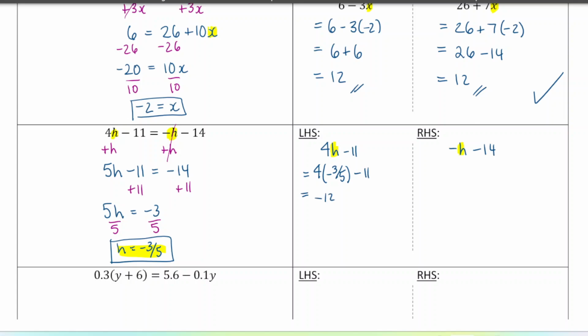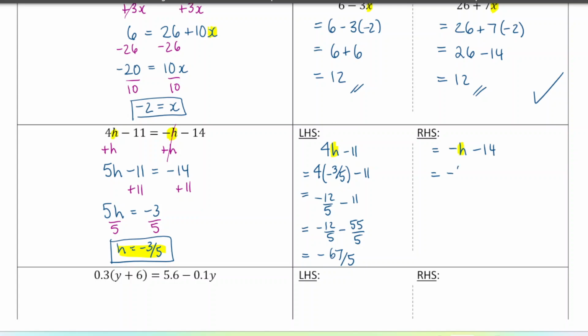So we'll have negative 12 over 5 minus 11. I'm going to create a common denominator: 55 over 5, so multiply the 11 by 5 over 5. That's going to be equal to negative 67 over 5.